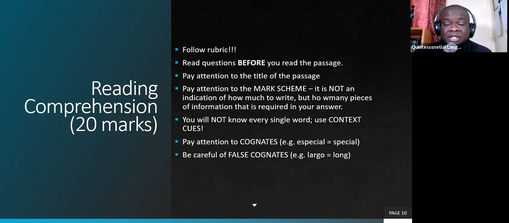You need to pay attention to cognates, those words or phrases that are similar in 2 languages: especial, special, importante, important, etc. But you also need to be careful of false cognates. It might look like an English word, but it's something totally different. Largo, long. Largo looks like large, but it doesn't mean large. It means long. And it's a very key description. If they ask you how something is described, and you see largo and you put large, you'll get 0 marks for that. Largo means long. So you need to look out for these types of words as well, right?